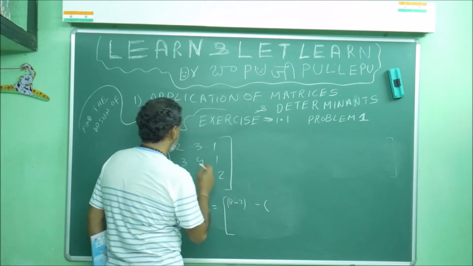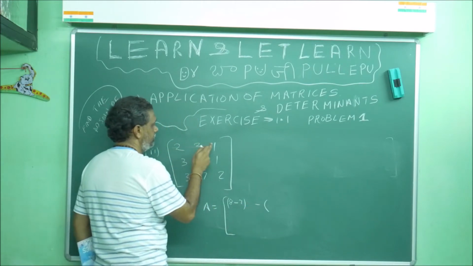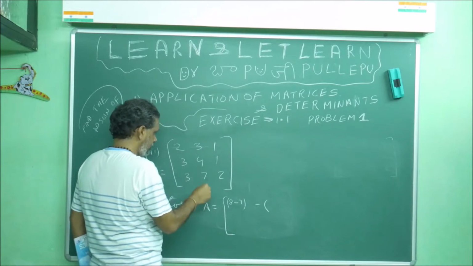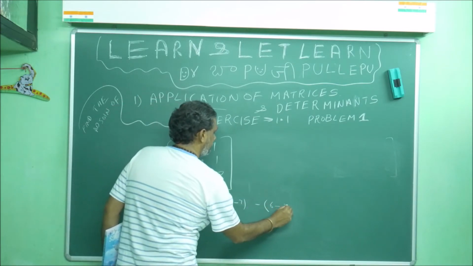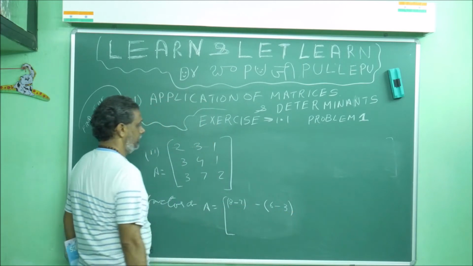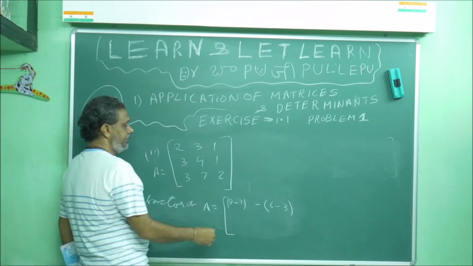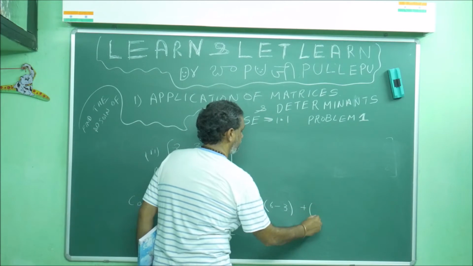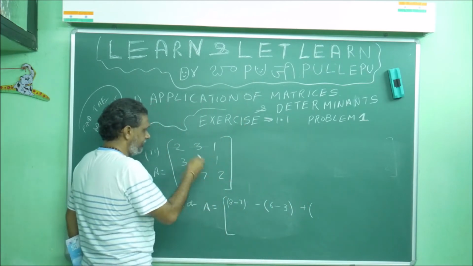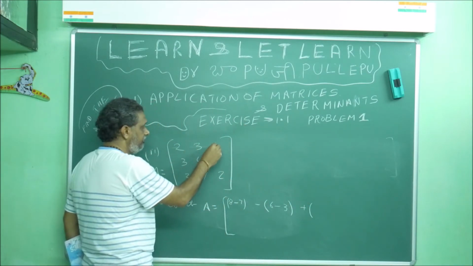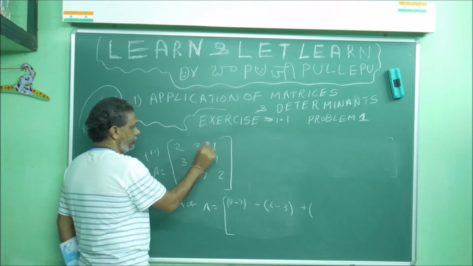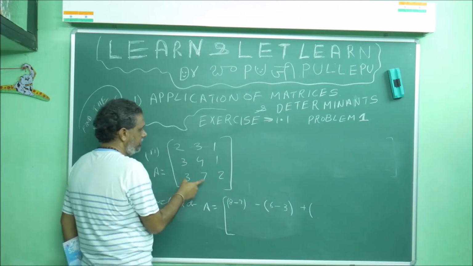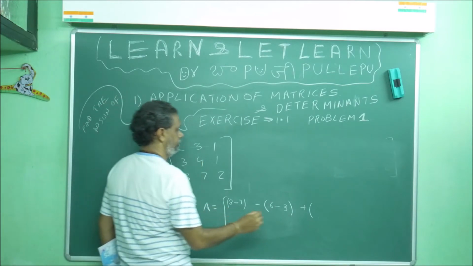Minus. Start with plus, minus, plus. So leave this row and this column: 6 minus 3. Similarly, the cofactor of 1 is what? Plus. Leave this row and this column. Where does 1 stand? You can see, 1 stands in this column, this row. Now this is 21 minus 12.